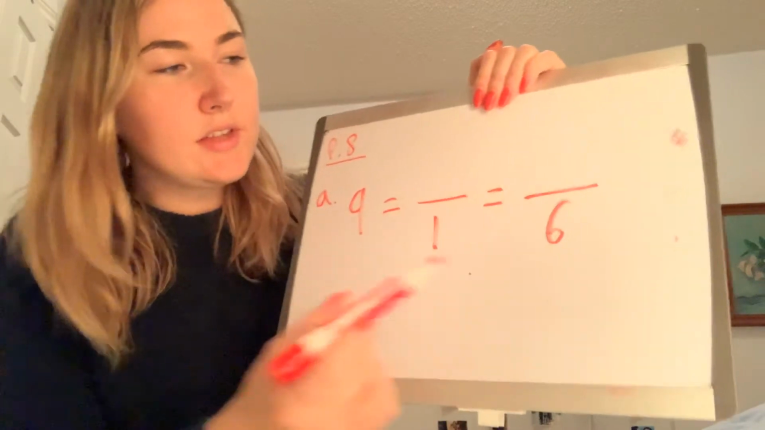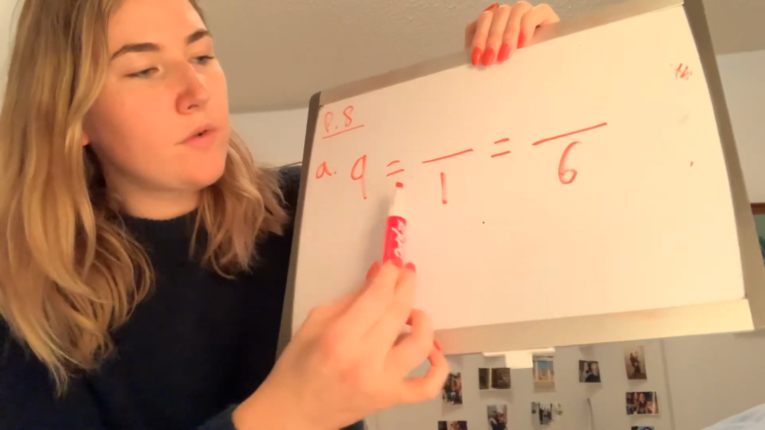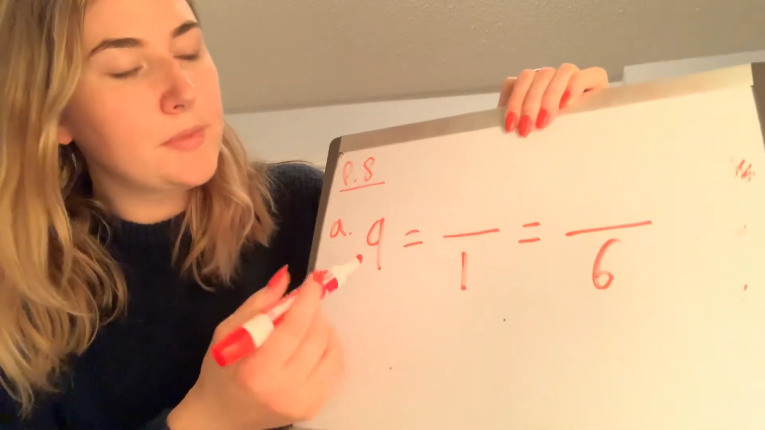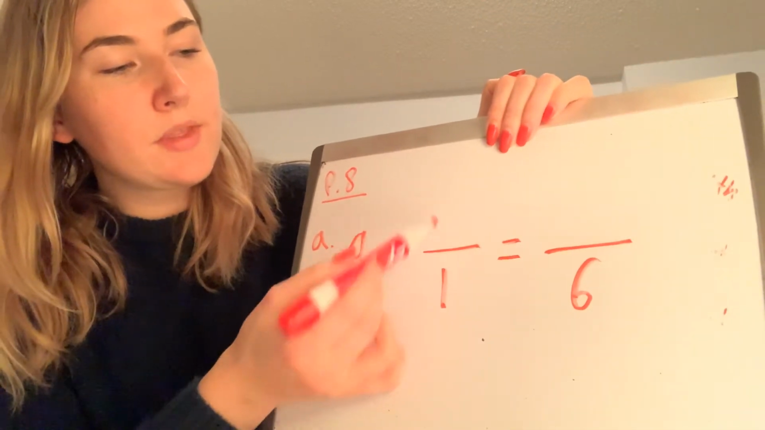All right, so part 8, we're completing the equation where we're turning whole numbers into fractions. So I'll do the first couple with you. So we have 9 equals something over 1 and something over 6. So as you can see, everything that we'll solve for will all equal 9 because they all have an equal sign beside them. So 9 equals something over 1.